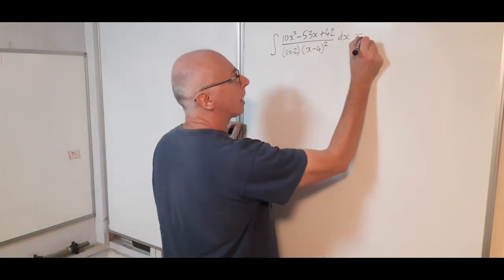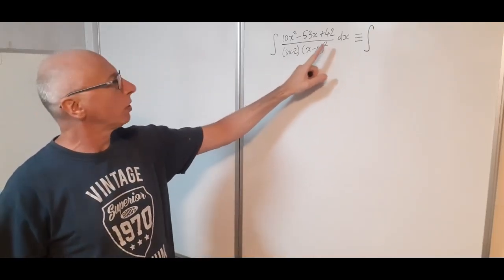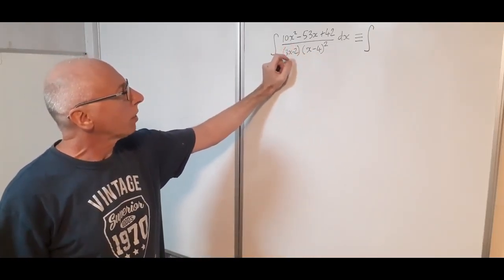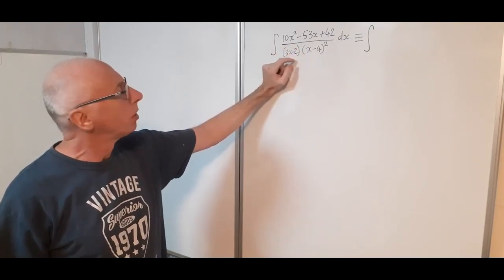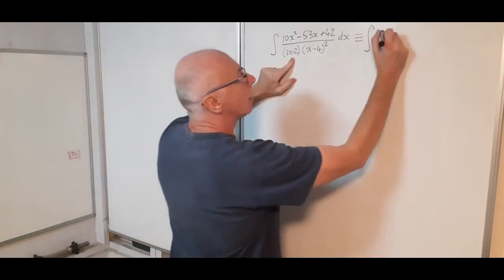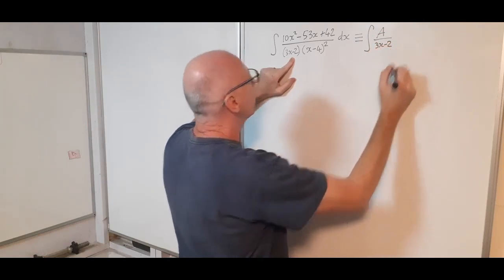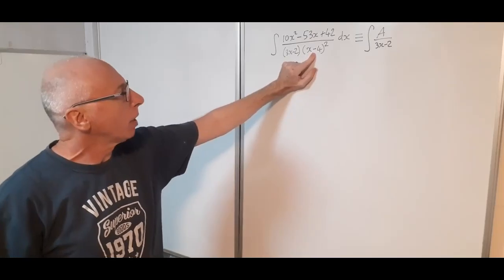So let's do my setup for this integral. That integral will be equivalent to, well, what have I got here? I'm going to need some partial fractions building up from the 3x minus 2. So I'm going to need an A over 3x minus 2. There's one constant.